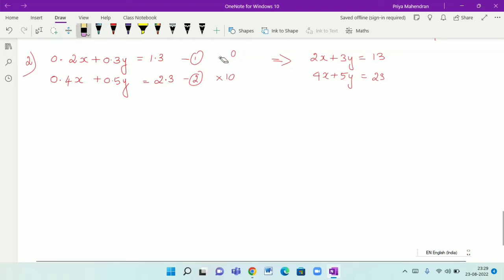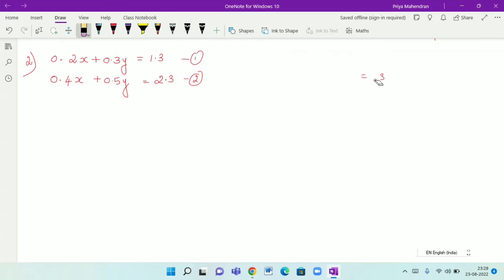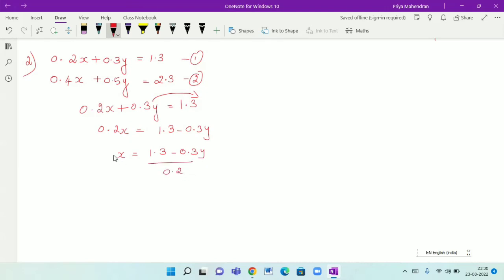If there are different numbers of decimal digits and you are not multiplying by 10, how do you solve the linear equations with decimals? As usual, express one variable in terms of the other. So I'm taking equation 1, 0.2x plus 0.3y is equal to 1.3. I'm keeping x on one side and transposing y to the other side. So it becomes 1.3 minus 0.3y. x is equal to (1.3 minus 0.3y) divided by 0.2.